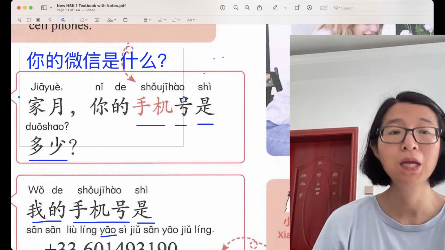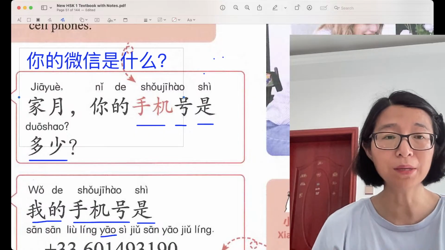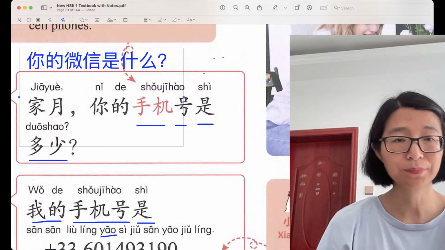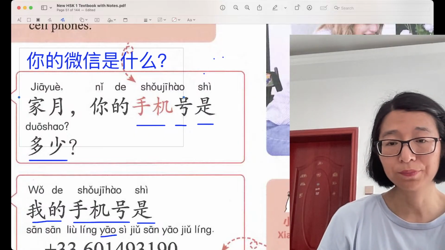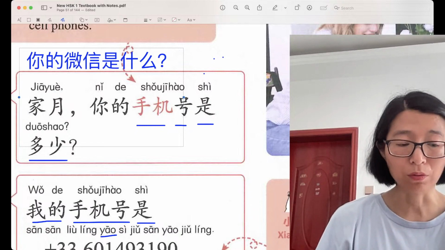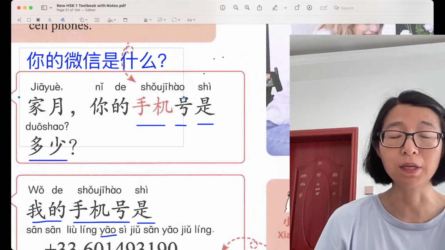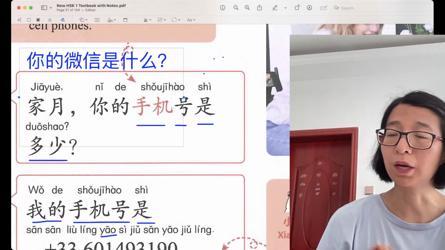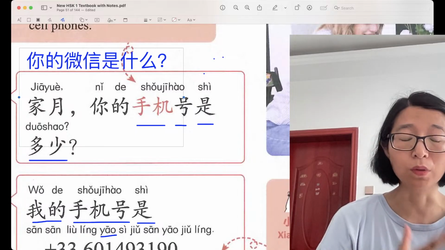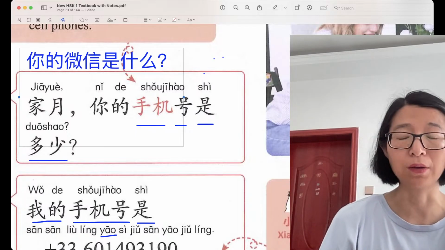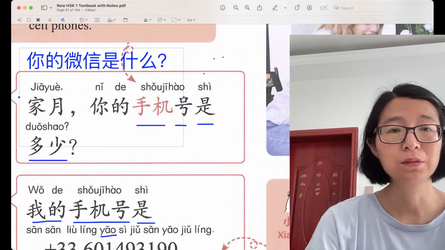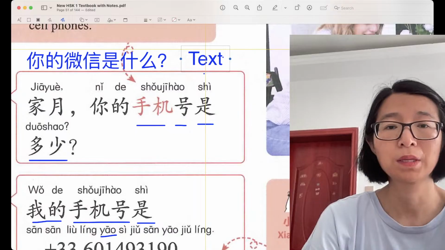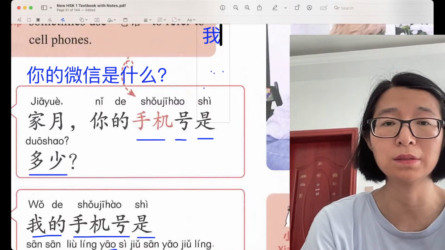Okay, how to ask, guys? 你的微信是什么？Your WeChat is what? And then if you want to add other people, or you want to get other people's WeChat, you can use a kind of subtle way to say, oh, 我扫你, which means I scan you. So 你的微信是什么? And then you can say, 哦，我扫你. Yeah, I scan you.